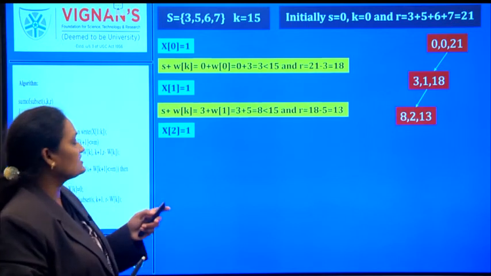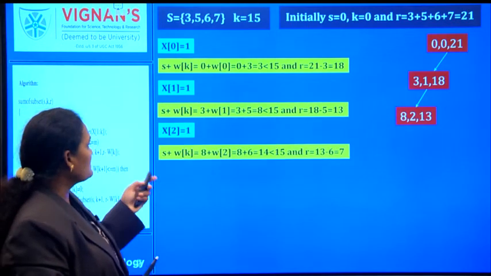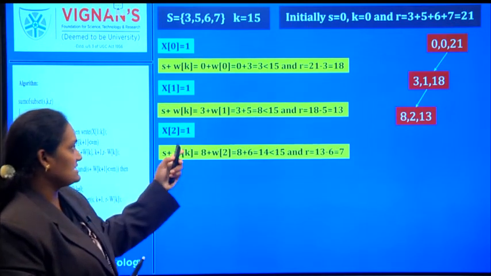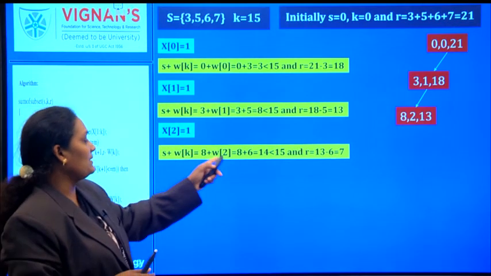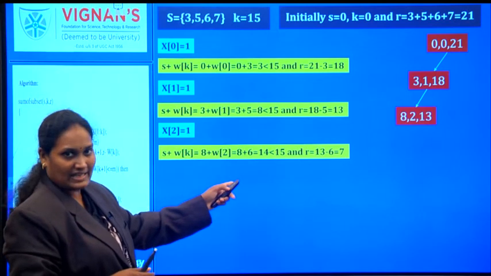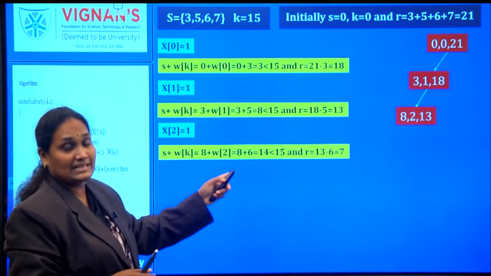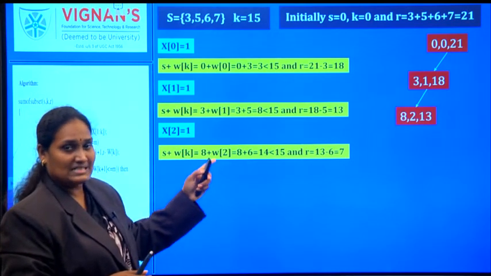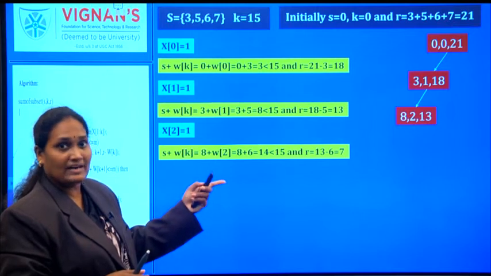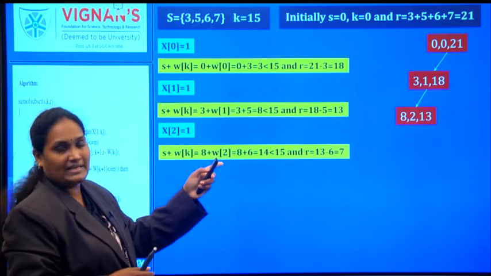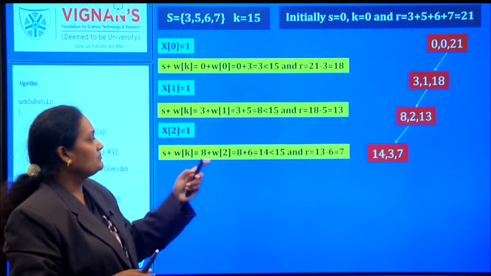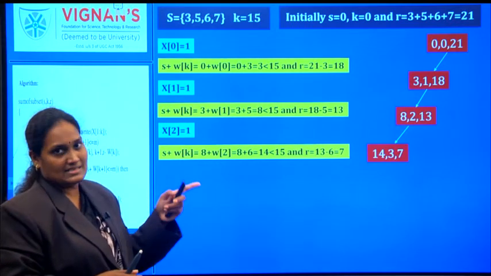Now the next one, x2 is equal to 1. Now what becomes the sum value? The earlier sum value is 8, now 6 is added, 8 plus 6, the sum value becomes 14, which is less than 15. Since the sum value is less than 15, there is a chance to add one more element, and the R value becomes 13 minus 6, which is nothing but 7. Now the node becomes 14, 3, 7.